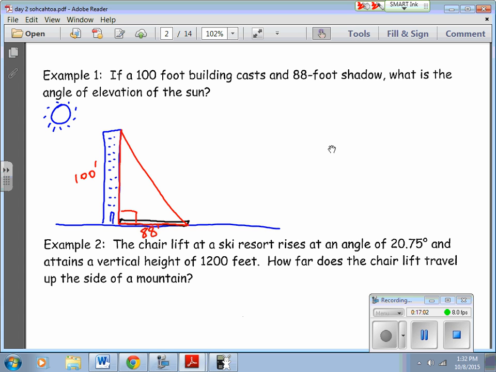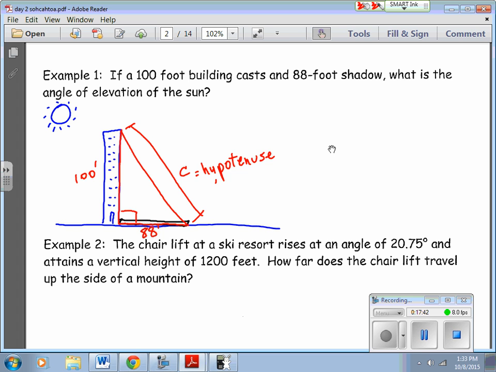I know that the Pythagorean theorem, a squared plus b squared equals c squared, I can find the third side that's missing. But this side is the side that you would plug in for c. That's called your hypotenuse. Are they asking me for the hypotenuse? What are they asking me for? Angle of elevation of the sun.